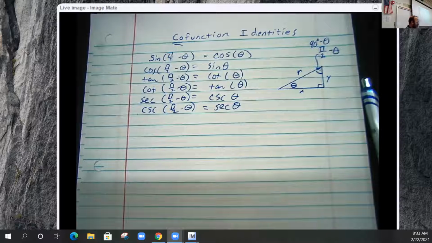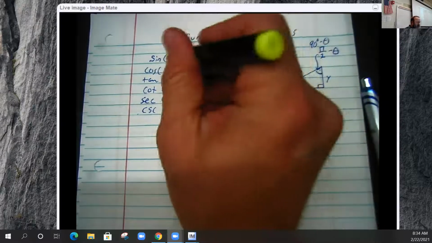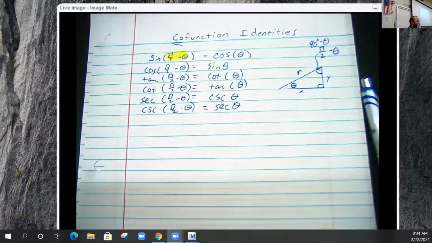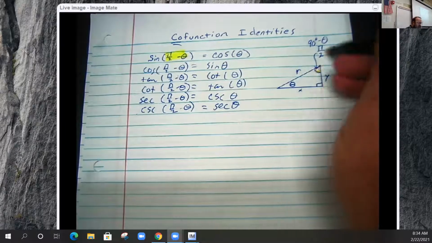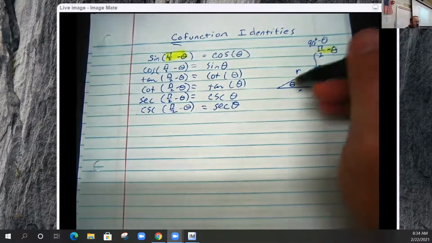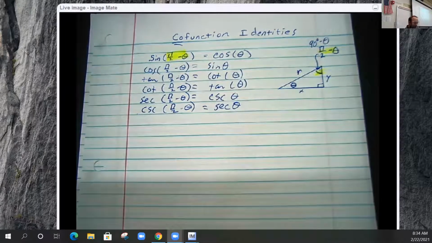Yeah, it is. But what happens every single time in every problem is you have this, don't you? Now, why? It's because this relationship right here, it's this, no matter what, if that's theta, that one has to be pi over 2 or 90 degrees minus theta. Those are called the cofunction identities.